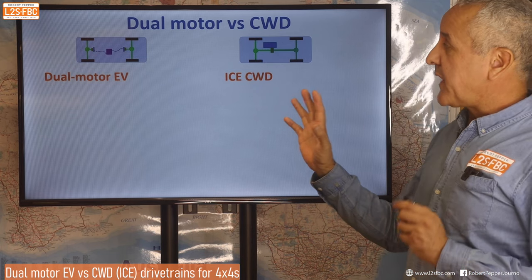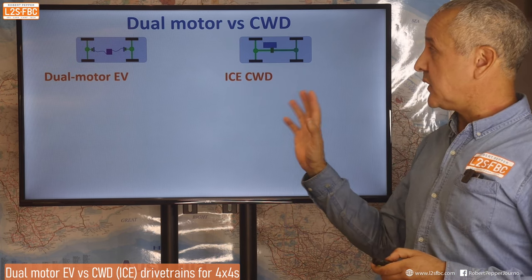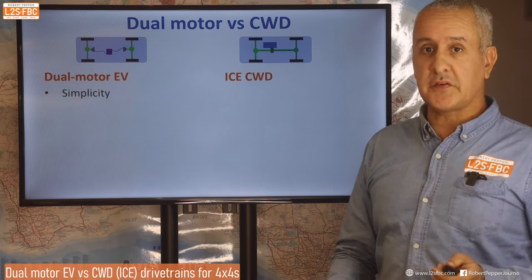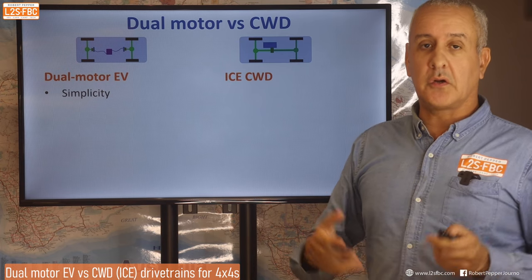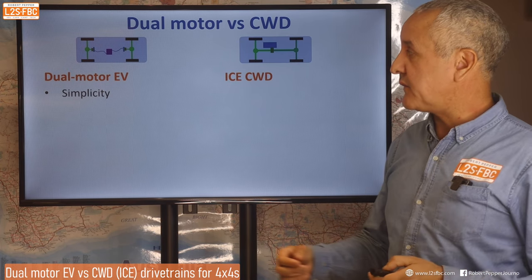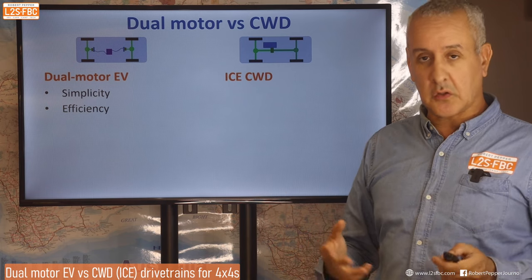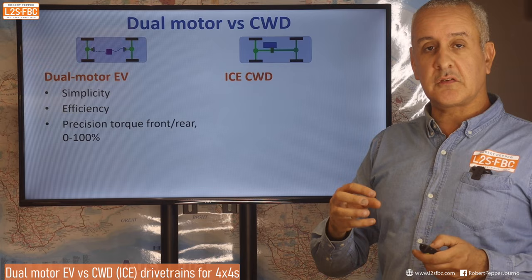Now, let's talk about the advantages of the dual motor setup versus the conventional wheel drive with an ICE vehicle. So the first one is simplicity, right? With the conventional wheel drive, you've got a transfer case, you've got clutches, you've got all sorts of complicated things in here. With the EV, it's far simpler from a mechanical perspective, but not from a software perspective. It's also more efficient. You just don't have all those cogs going around, so that's a huge boon. And you get really precise torque front and rear.